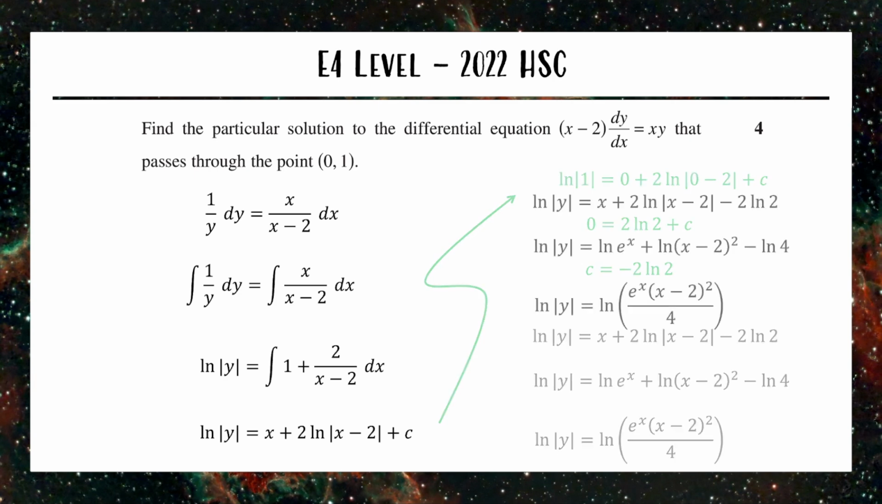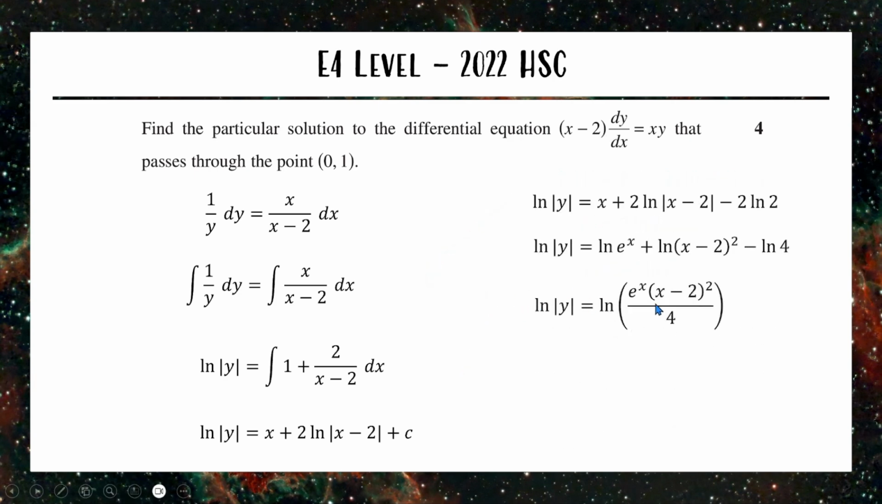All right, we need some more room, and then to finish off, we've got log on the left and log on the right. We're just going to get rid of the logs and say y is equal to this. I know there's an absolute value here, but everything inside this logarithm here is positive, because e to the x is positive, something squared is positive, and 4 is positive. So we don't really need the plus minus, because this is always going to be plus. So we can just ignore it and just hope that the marker knows that we know what we're talking about.